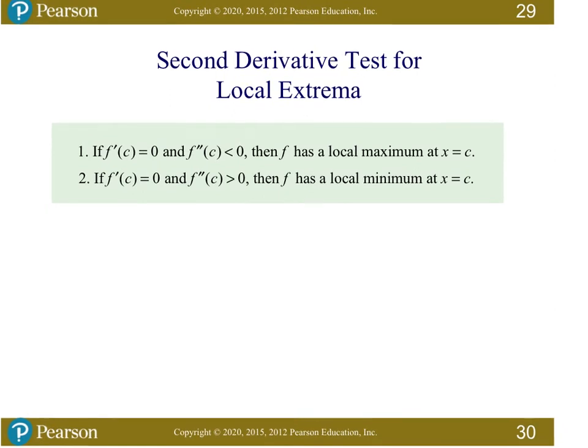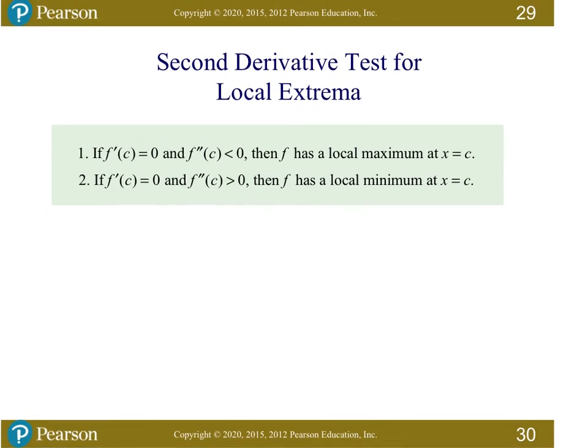So to summarize, if f prime of c is equal to 0, and I would also add to that, or f prime of c is undefined, and the second derivative is a negative value, then we have a maximum, and you should picture that. Okay, horizontal tangent, negative concavity.